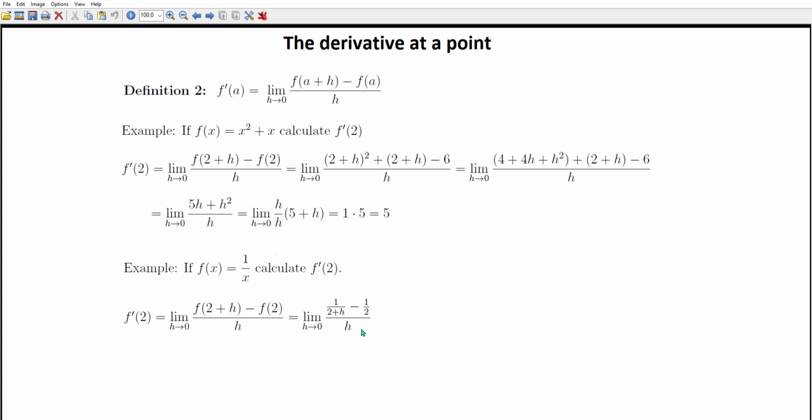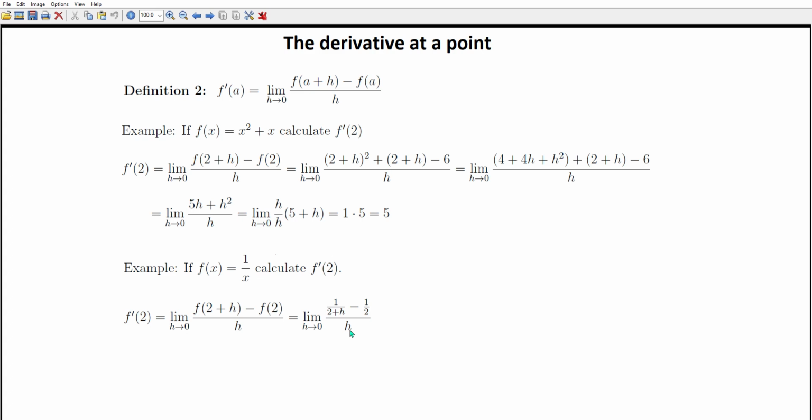And when you put h equals 0 in here, you get 1/2 minus 1/2, or 0 in the top, 0 in the bottom, 0 over 0 indeterminate form. This is what happens to you when you use these methods to calculate derivatives. So we're going to have to do something to figure out what 0 over 0 is.